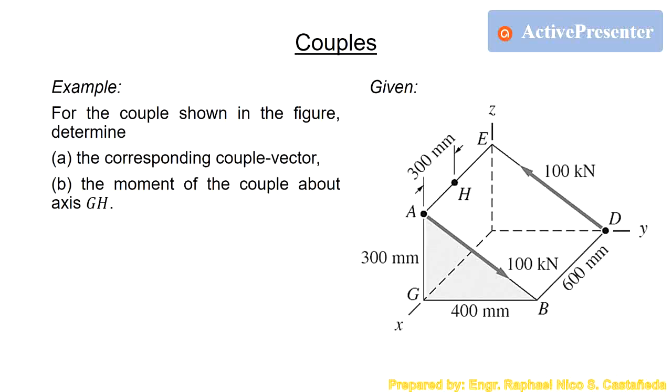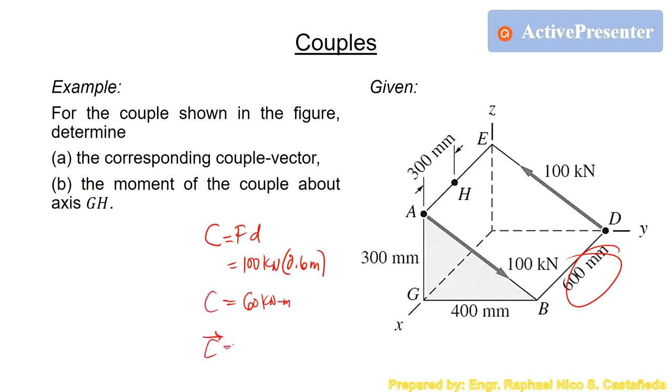So for this example, in the given figure, for the couple shown, determine first the corresponding couple vector, and letter B, the moment of the couple about axis GH. The corresponding couple vector means that we want to get the couple in vector form. If we want scalar form, obviously we can calculate it using the formula C equals F times d, which is 100 kilonewton times 0.6 meters, because that is the distance between the two forces. So that is 60 kilonewton meter. But we want the vector form.